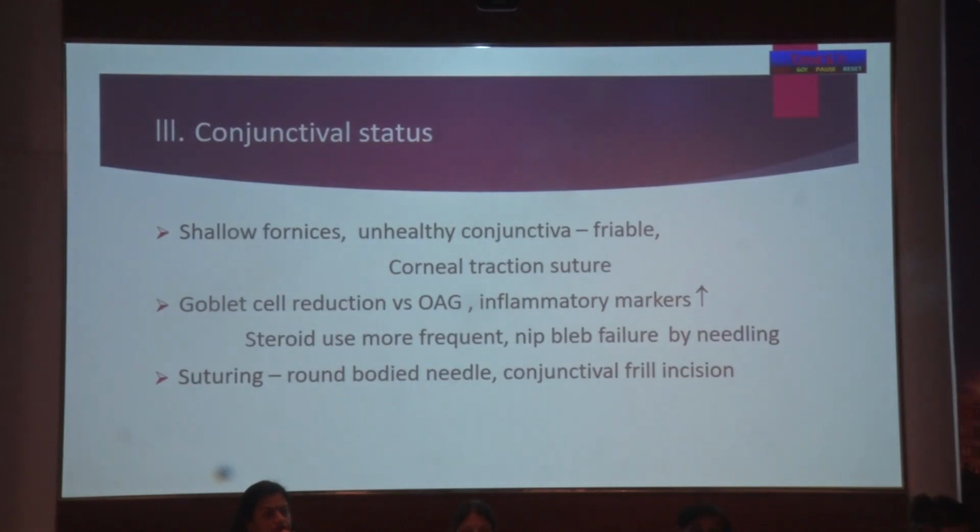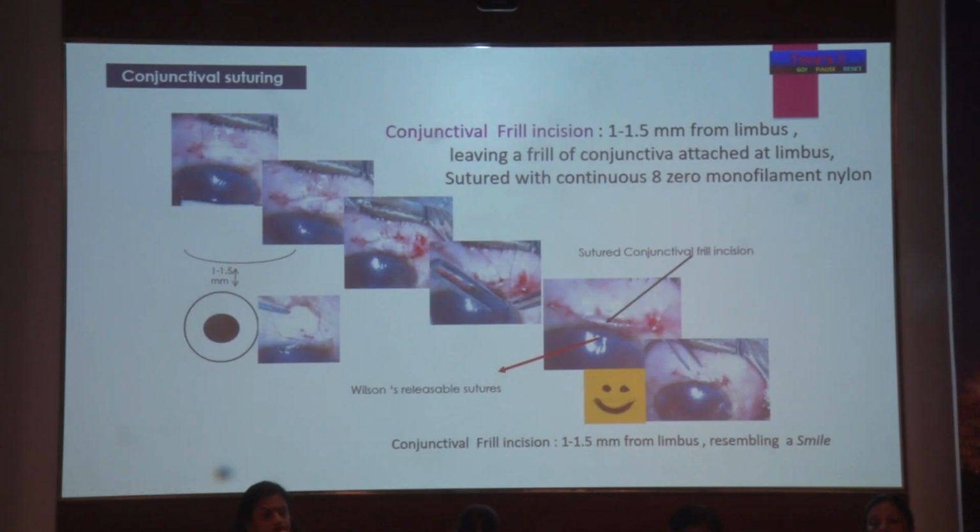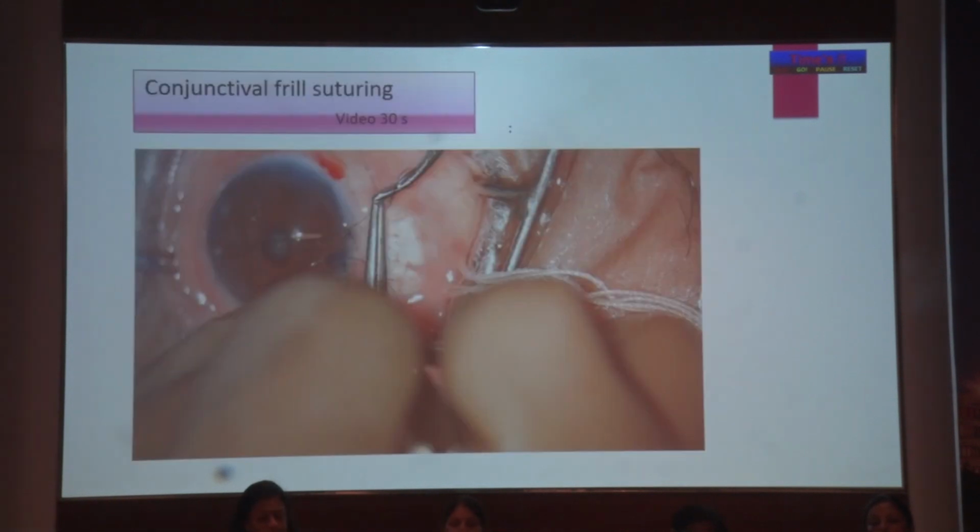Shallow fornices are there mostly in ACG cases, with unhealthy conjunctiva, and we just documented that goblet cell reduction is there in ACG cases much more. Inflammatory markers are more. So we do a conjunctival suturing technique of the frill incision 1.5 millimeter from the limbus, and this has been already published.